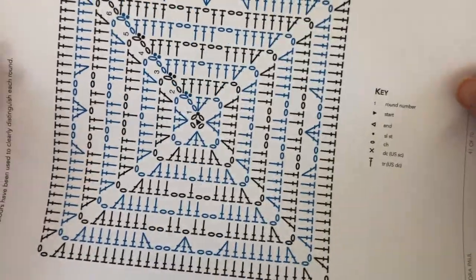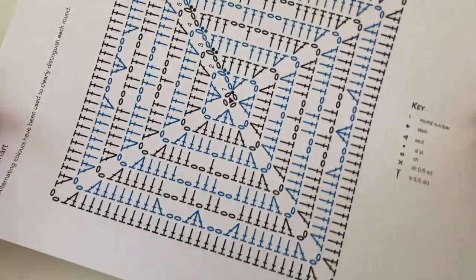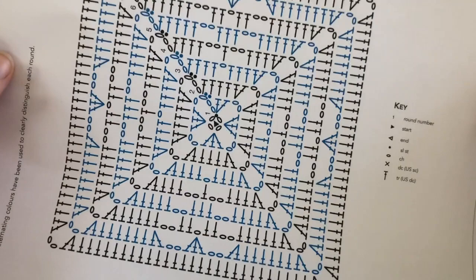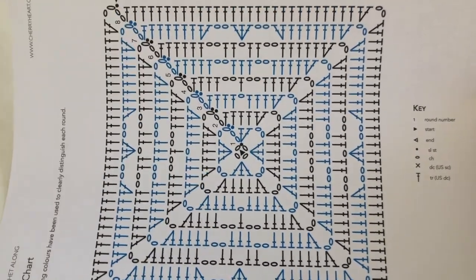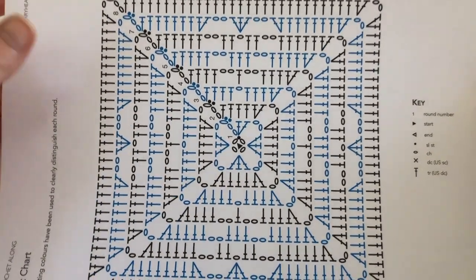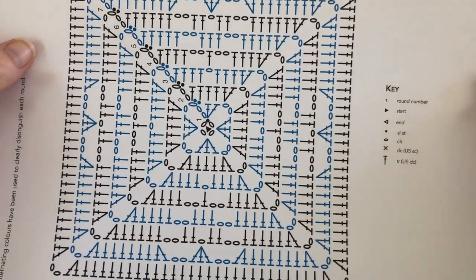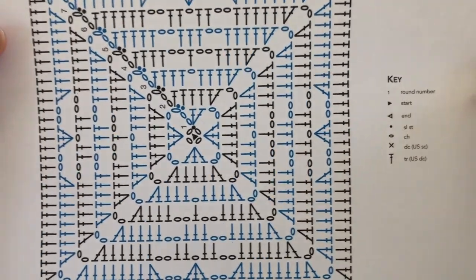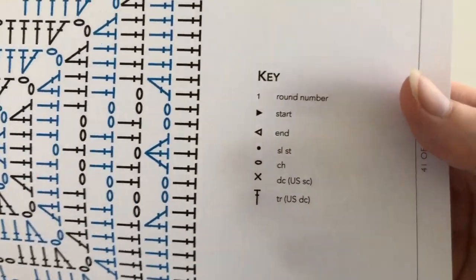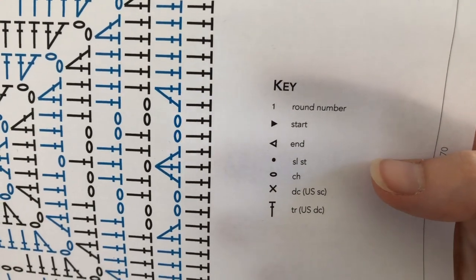So we'll look at this chart as another example. This is the heart square from my new Nature's Walk crochet along. This is the square that we're making up first as a swatch. So I'll show you this because there's a couple of other elements here that it's handy to know for charts. If we look at the key for this one, I've got a couple of other things on here.